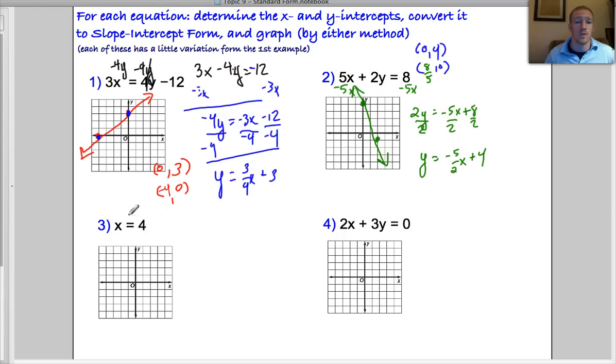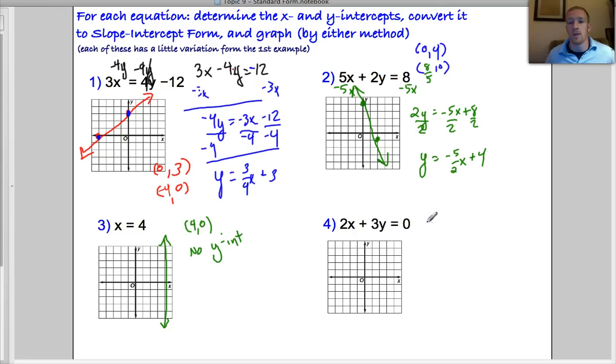Alright, this one is easy. It's already in standard form. It's a line x equals 4. You should know this from before. So its x-intercept is 4, 0. There is no y-intercept because it never hits the y-axis, and it's already in standard form. It's already in slope-intercept form, if you want to call it that too.